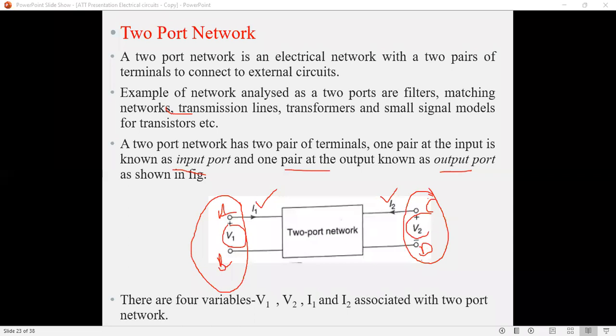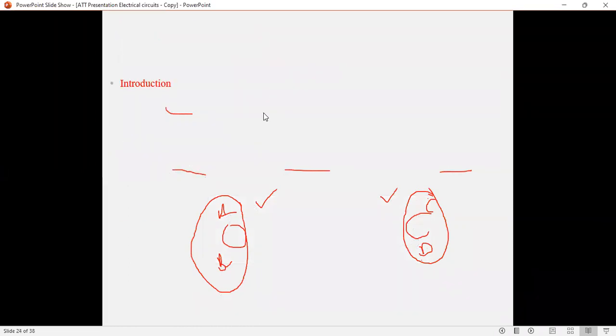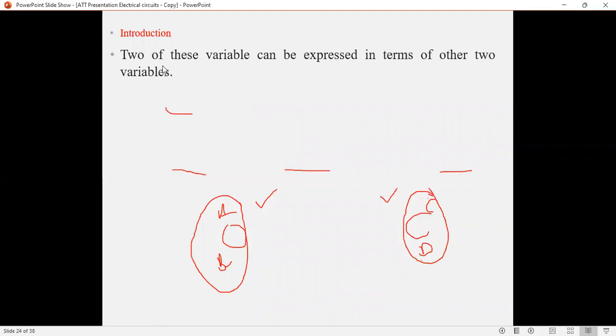So depending upon this variable, expressing in terms of which variable, there are some parameters associated with that. Some of the parameters will depend upon the variable. Two of these variables can be expressed in terms of the other two variables.